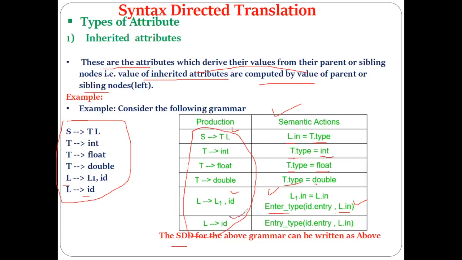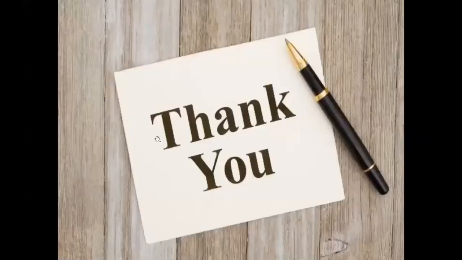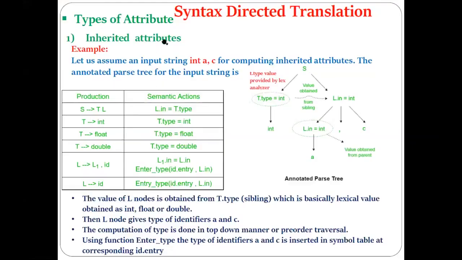This production L derives ID. For that the semantic action is given: enter type ID.entry, L.in. It means make the entry of the identifier into the symbol table. Now you have understood what an inherited attribute is. What is an inherited attribute? The attributes which get their value from their parent or the left siblings.